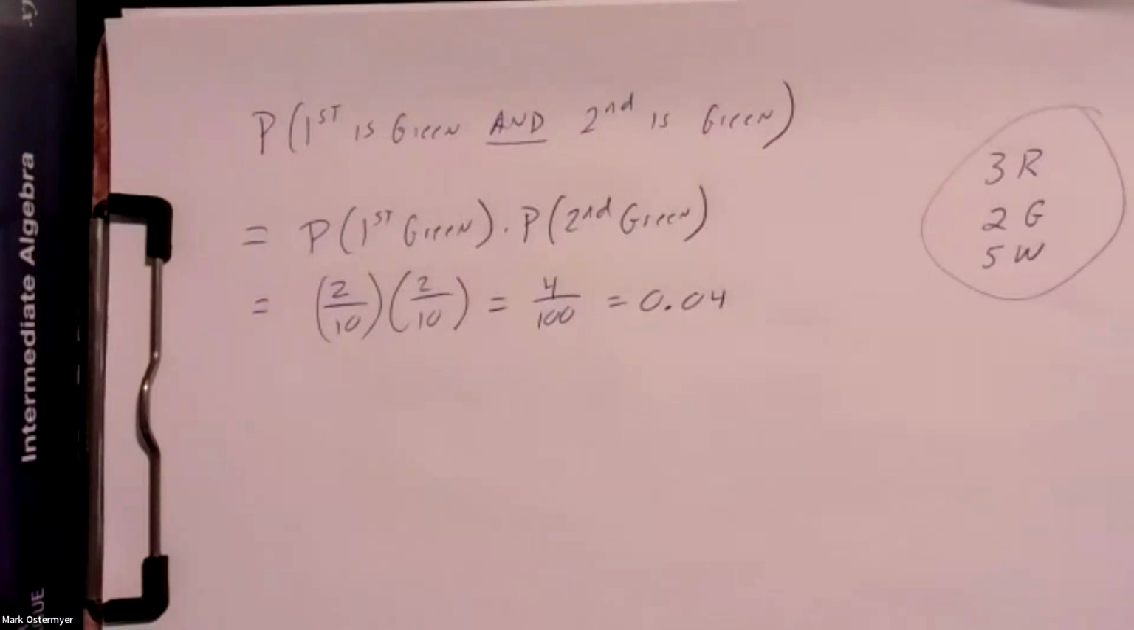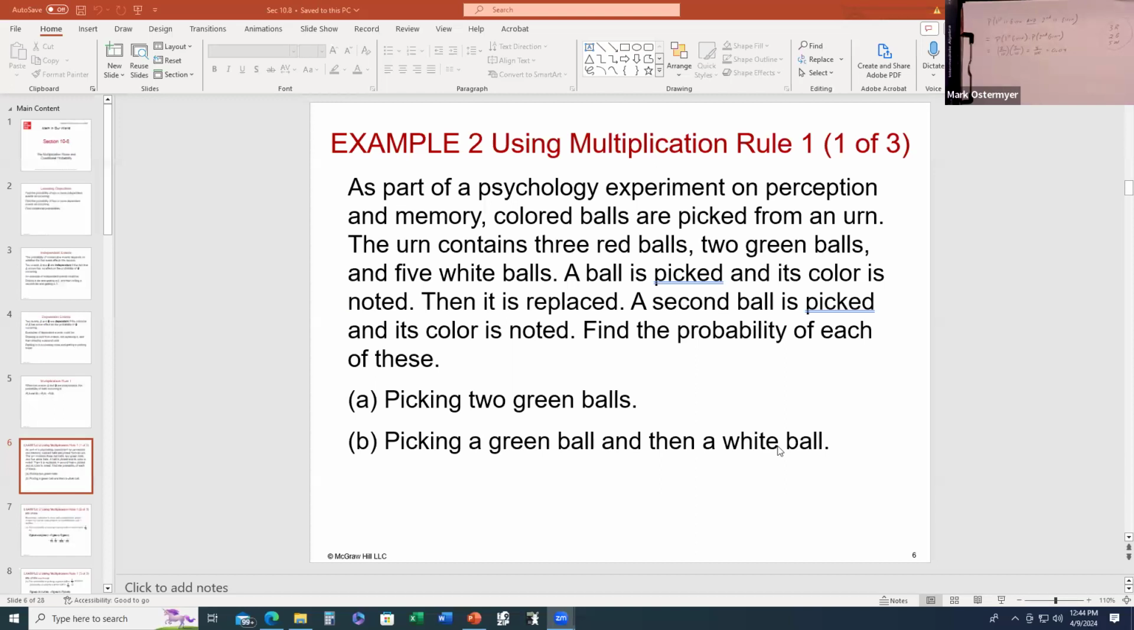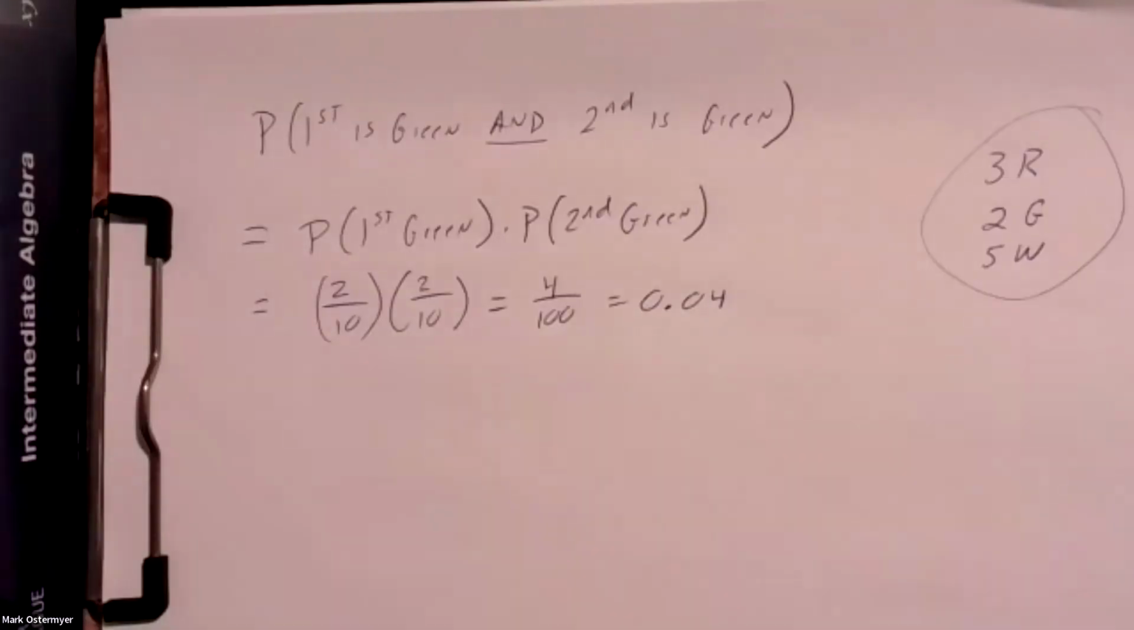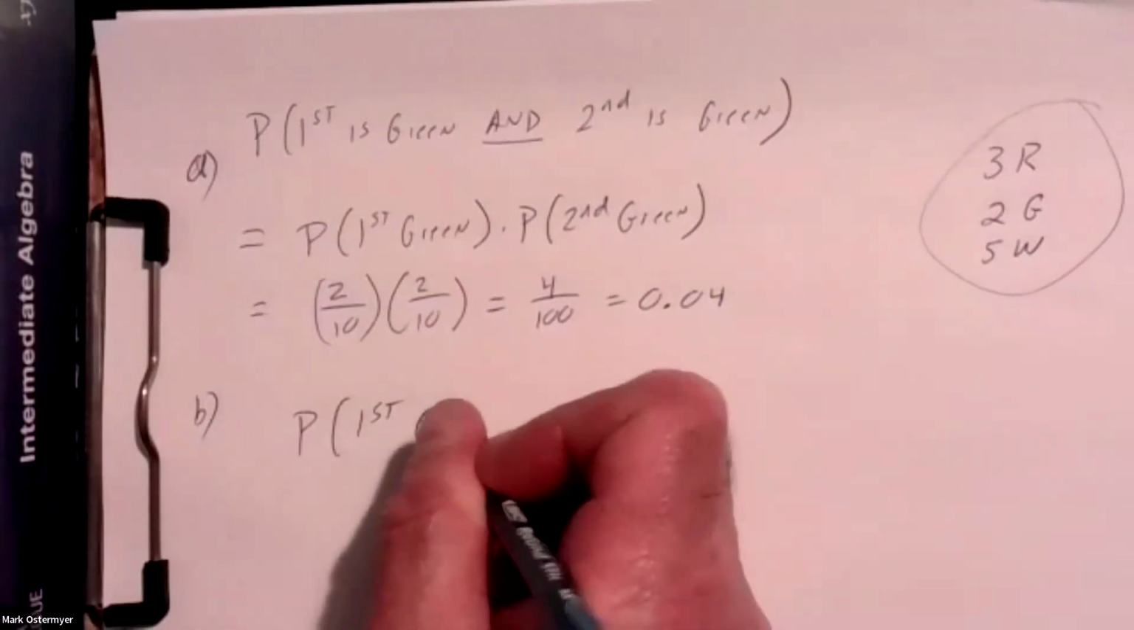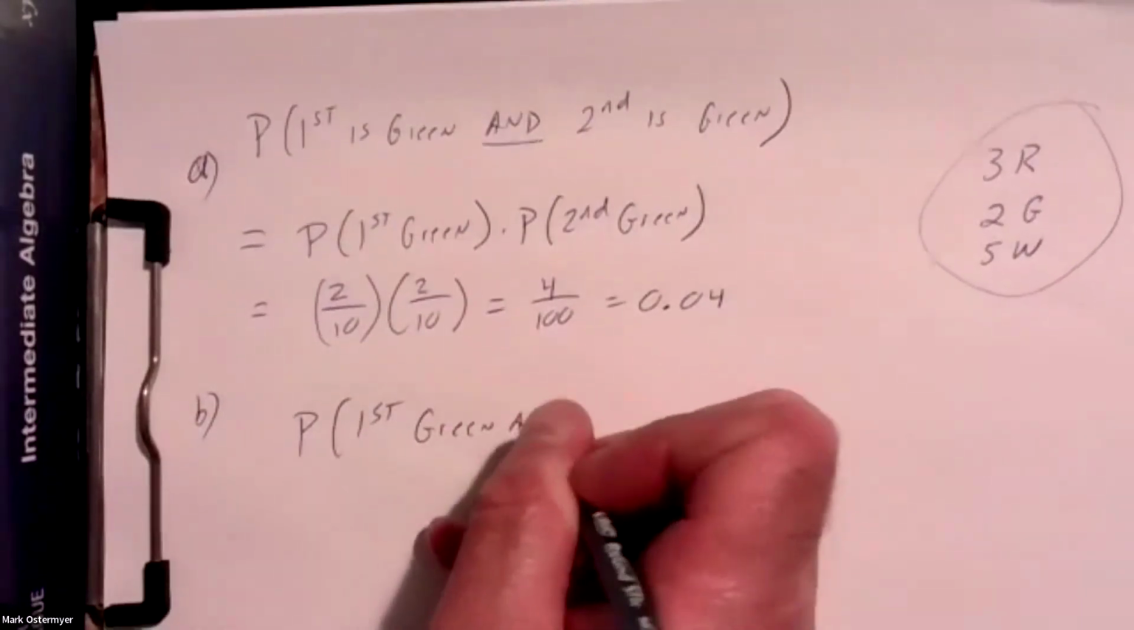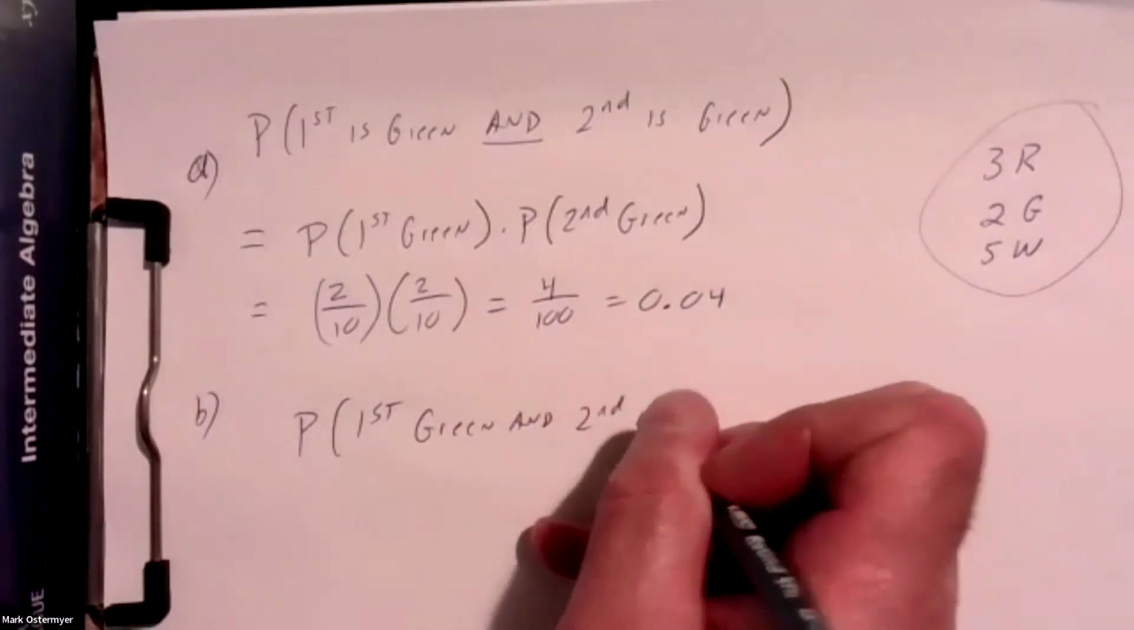Any questions how we computed that probability there? All right, that's part A. For part B, what is the probability of picking a green ball and then replacing it and then picking a white ball? So the probability that the first selection yields a green ball and the second selection yields a white ball.